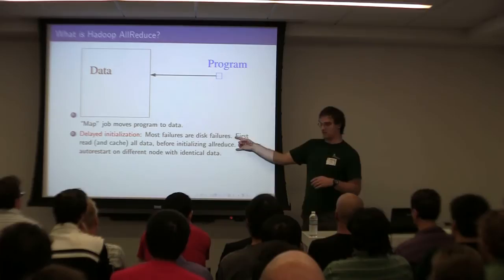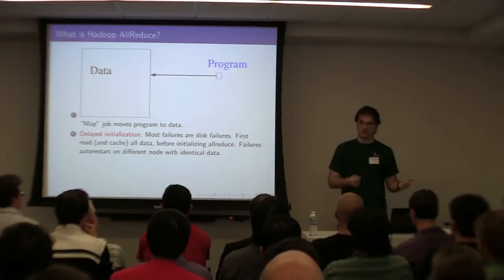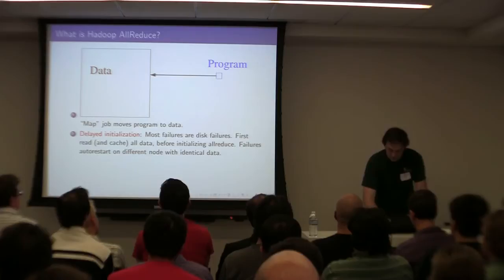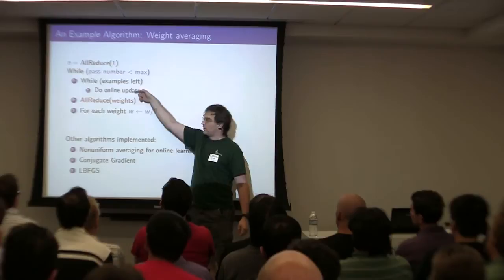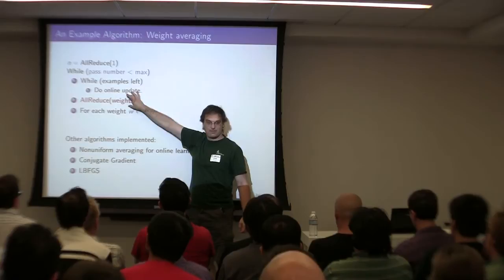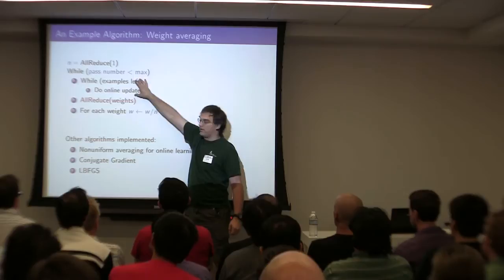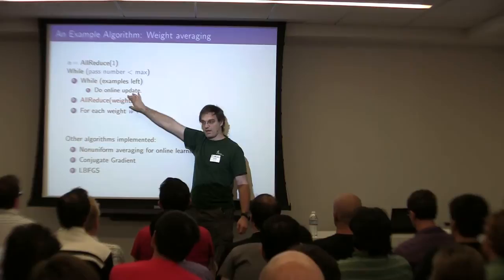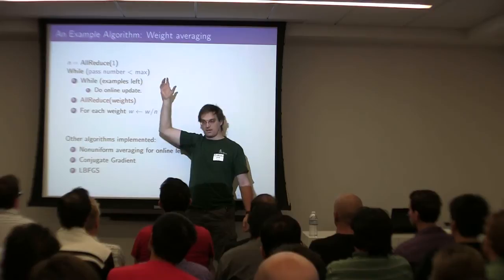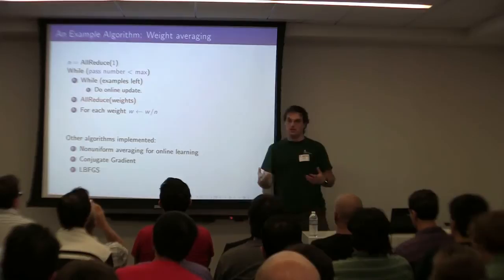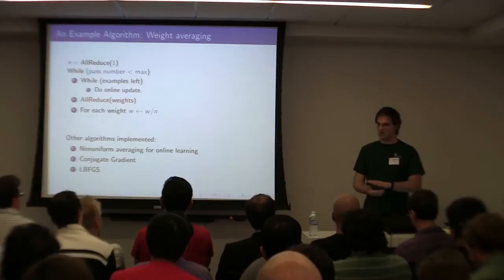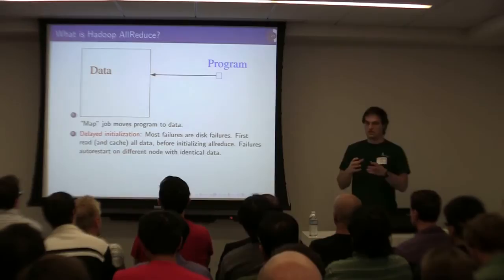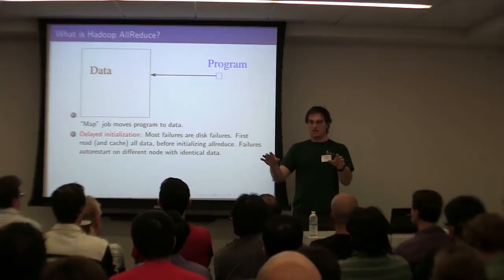One of these tricks is delayed initialization. When machines fail in a cluster, often what's failing is the disk. If you run through all of your data before you start your communication infrastructure for AllReduce, then the disk failure is going to happen before you create the communication infrastructure. And when that happens, Hadoop automatically restarts the same job on a different node with the same data. So the creation of the communication infrastructure becomes transparent with respect to these kinds of failures. These failures don't interrupt the job, because by the time the communication infrastructure is established, all of these failures have been moved out of the system.